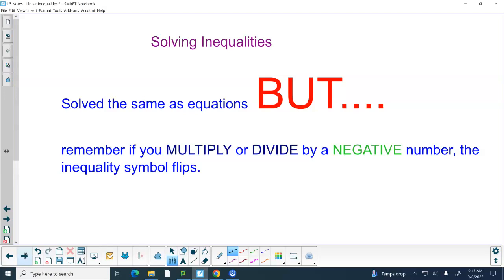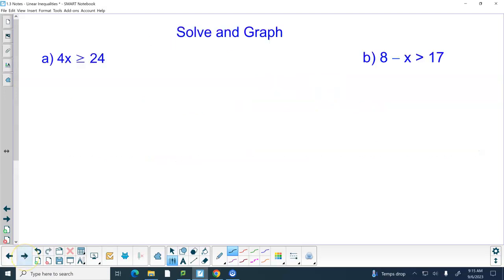Okay? Let's put this stuff to work. Here we go. We want to solve and we want to graph. So the nice part is you don't need graph paper. You should have your notes out because we started notes approximately 7.5 minutes ago, and some people are just getting their notes out now. Carter.